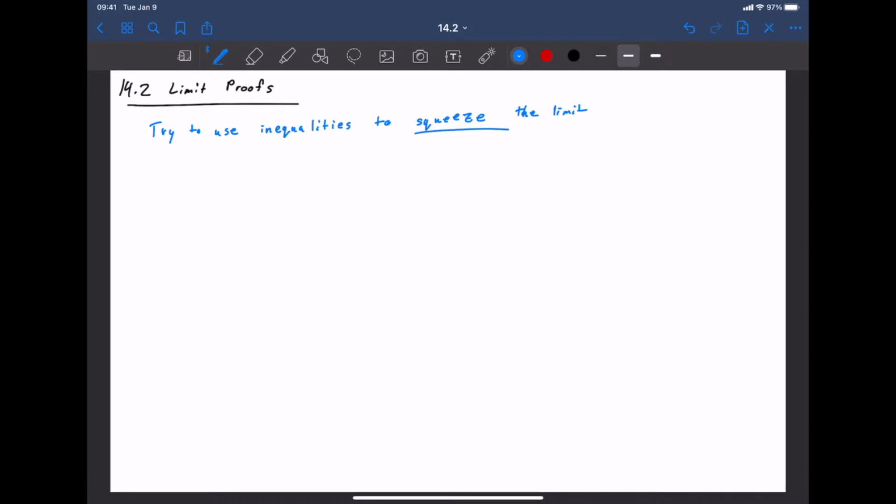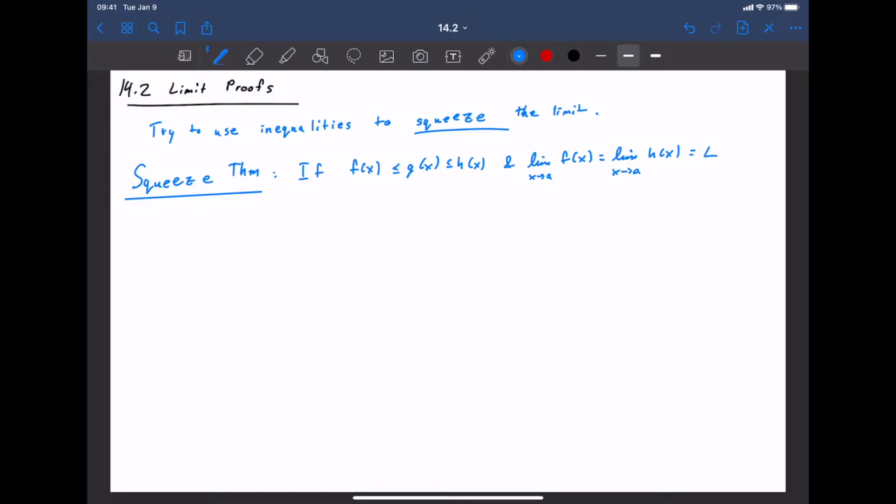Now, squeeze is actually a technical term here. For once, that's not a joke. Remember the squeeze theorem. If you have an inequality where f of x is less than or equal to g of x is less than or equal to h of x, and the limit as x approaches a of f equals the limit as x approaches a of h, and they both equal the same number, then the limit as x approaches a of g of x is also that limit.